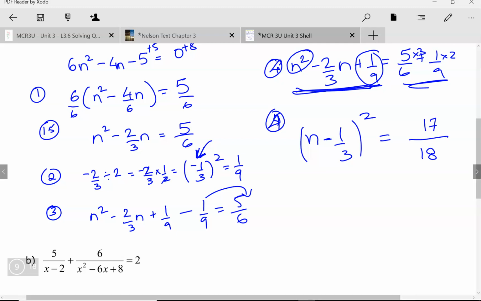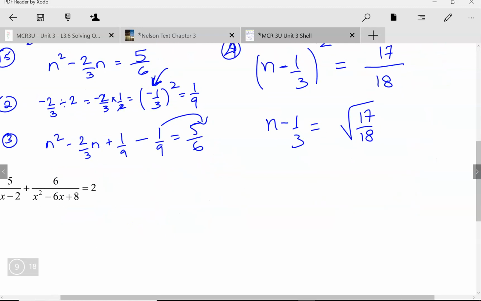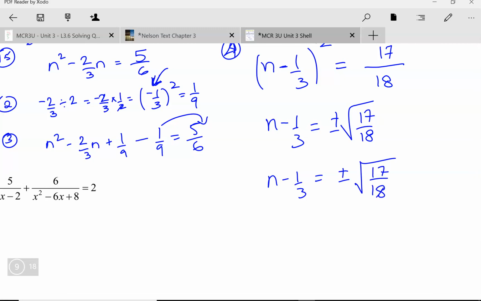And now I will proceed to take the square root of both sides. n minus 1 over 3 equals square root of 17 over 18, which is n minus 1 over 3 equals plus or minus, I should have the plus or minus here, square root of 17 divided by 18. I'm going to see if I can simplify that any. I think I should be able to.